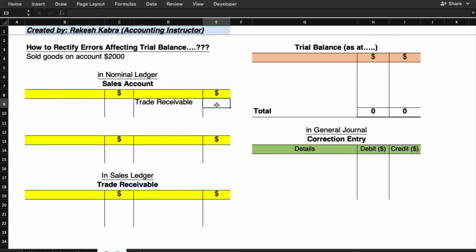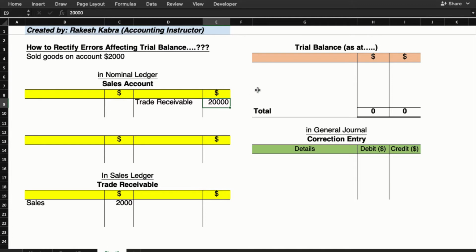Trade receivable. Instead of 2000, suppose I wrote $20,000. And next I recorded this transaction in the trade receivable, and it will come on the debit side, sales $2000. So in trade receivable the transaction was recorded correctly, but in the sales account there is an error. Instead of writing 2000, I wrote by mistake $20,000.